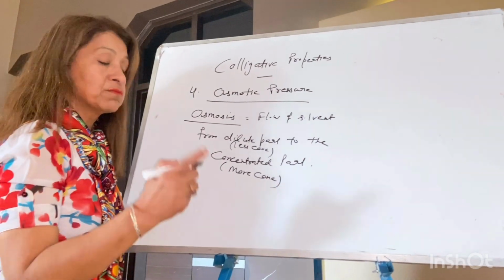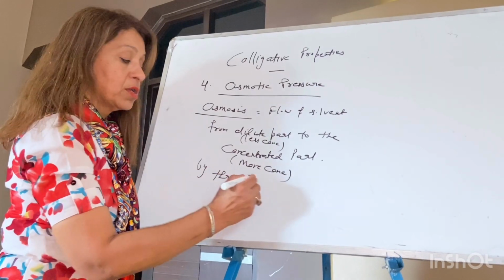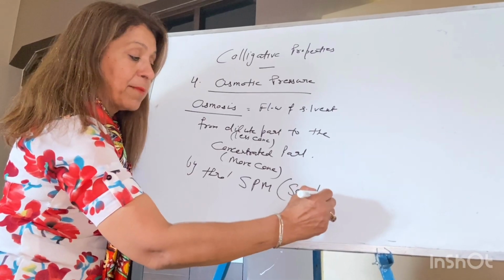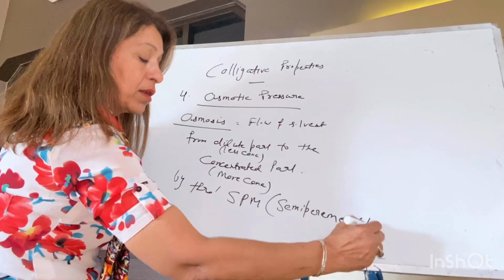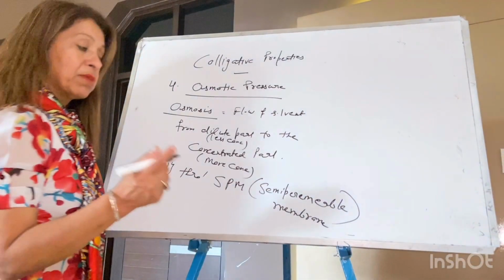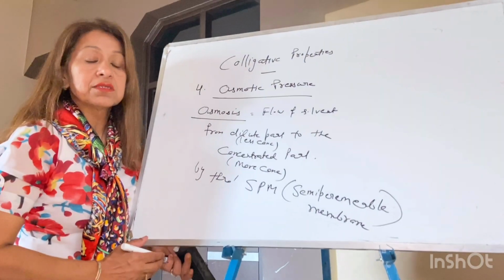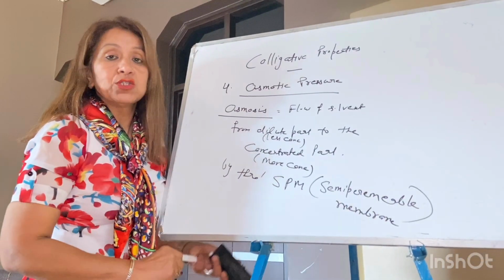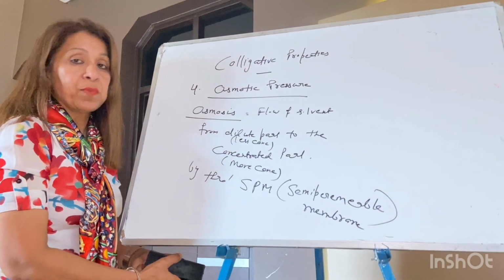So this is osmosis, but osmosis is always through SPM. What is SPM? It is a semi-permeable membrane. Write down SPM, semi-permeable membrane. It allows only the solvent molecules to pass, but never allows the solute to pass because of the larger size of solute. SPM only allows the solvent molecules to pass.